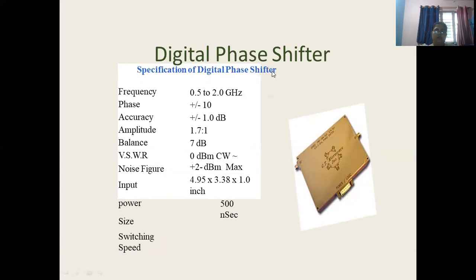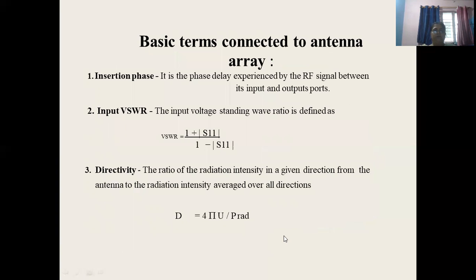This is the digital phase shifter, whose specifications are given as frequency from 0.5 to 2 gigahertz, phase plus minus 10, accuracy plus minus 1.0 dB, amplitude ratio, balance, voltage standing wave ratio, noise figure, input power is 500, and its size.